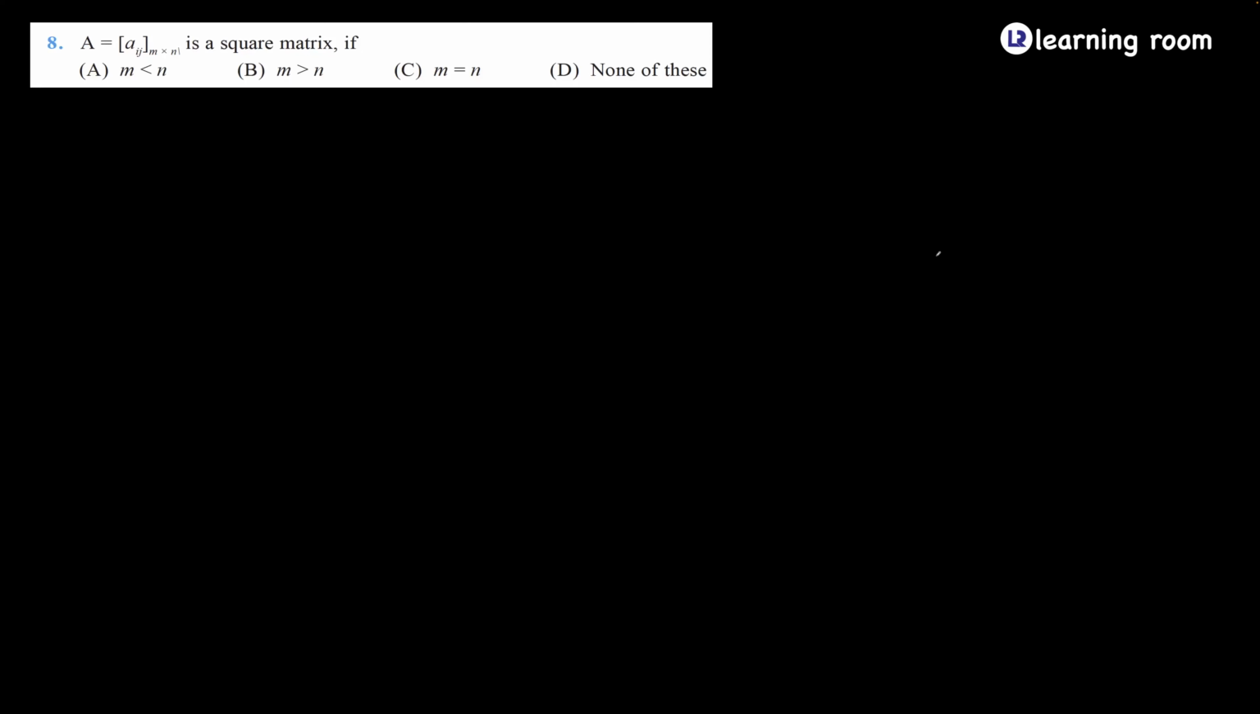Yeah, listen to this. 8th question is matrix A is equal to Aij of order m cross n. It's a square matrix if, very simple, m is equal to n. Right. So the answer will be C. So that comes from the definition of a square matrix.